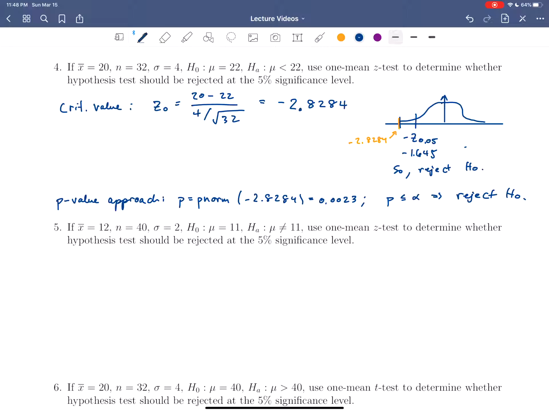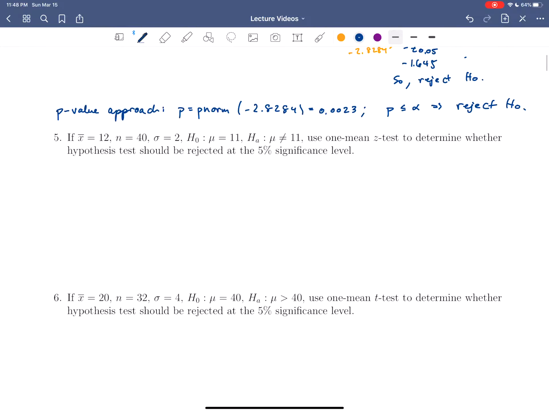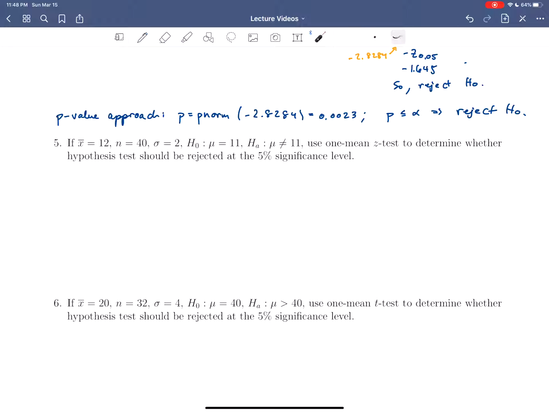Okay, that's the idea. So next, it looks like we have a two-tailed or two-sided hypothesis test, just based on the alternative hypothesis. Our significance level is going to be the same 5%, and we're going to again do the critical value approach, or later we'll go back and do the p-value approach. Our critical value approach is we're going to compute our test statistic, z naught, so that's going to be our sample mean minus mu naught over sigma divided by square root of n.